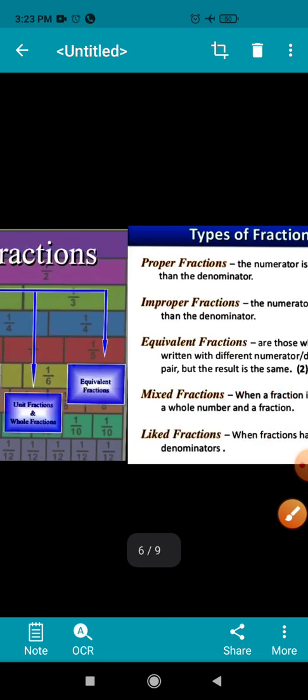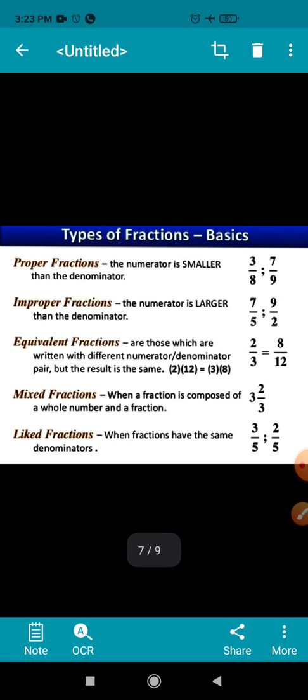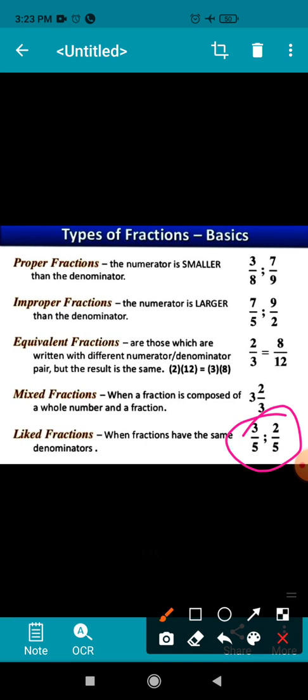Now next one is like fraction. Like fractions are the fractions that have the same denominator. Here 3 by 5 and 2 by 5 are examples of like fractions. Okay, and unlike fractions are those that have different denominators, right?